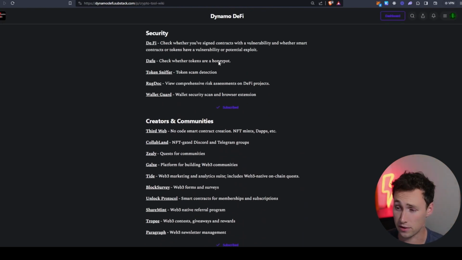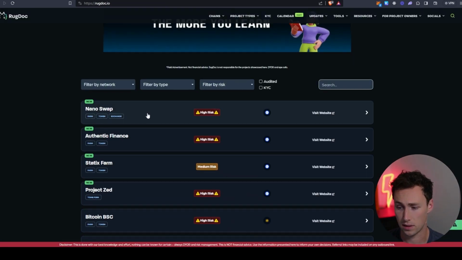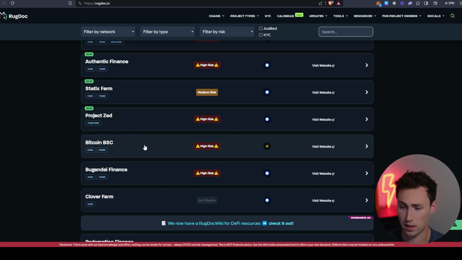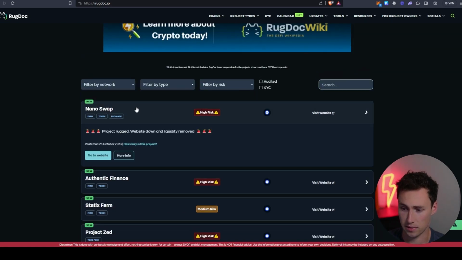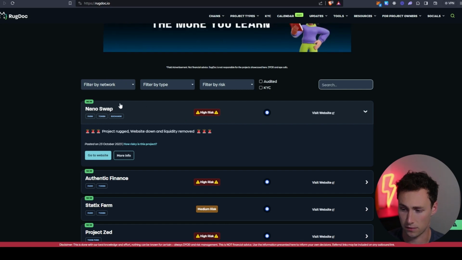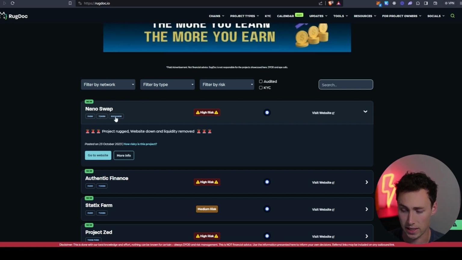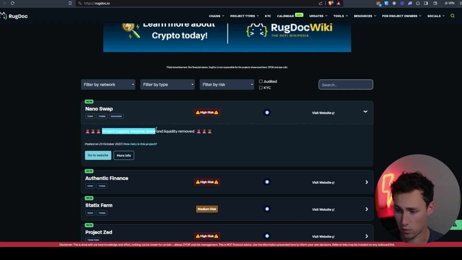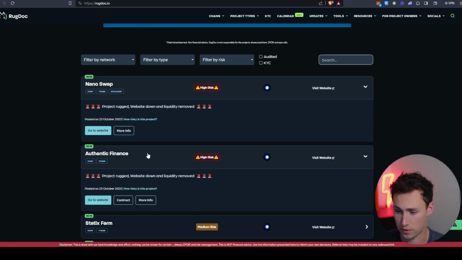Next section is for security. So we all know there's a lot of issues with security in crypto, but there's actually many tools that can help you stay safe. One of these tools is RugDoc. If you go to this here and look at some of these protocols that they highlight, they'll highlight red flags. So for example, I don't know anything about this protocol, NanoSwap, and I'm glad I don't, because the project rugged: website is down, liquidity removed.